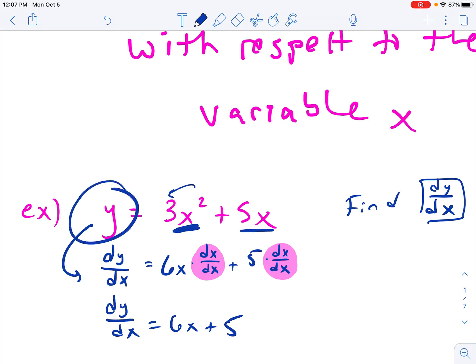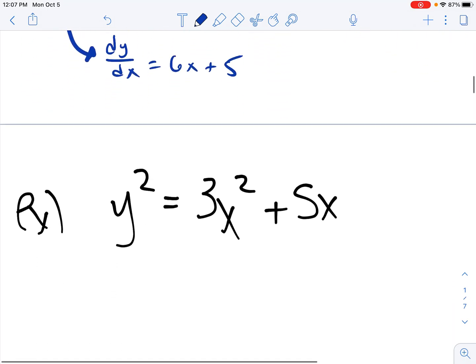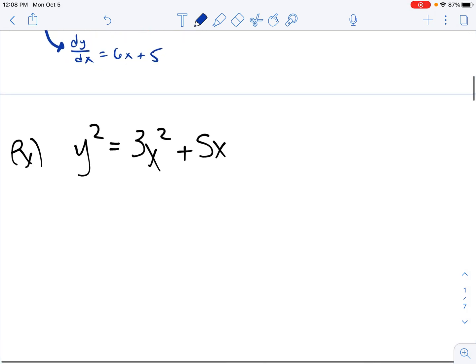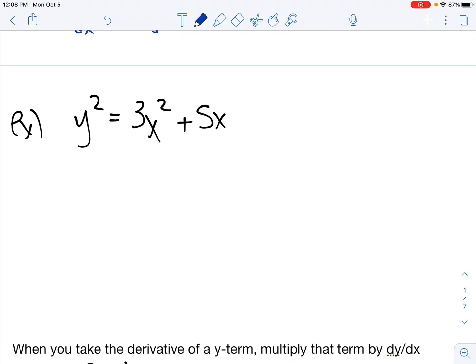But the moral of the story is this: when you take the derivative of a y term, you get dy dx. So let's take a look at this. This was back to our warm-up problem. We took the square root at the beginning to do it, but let's do it without now.